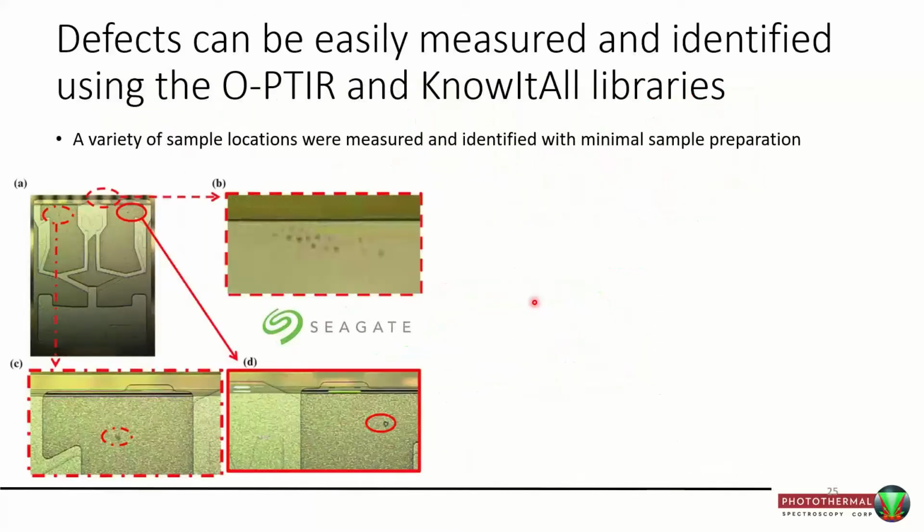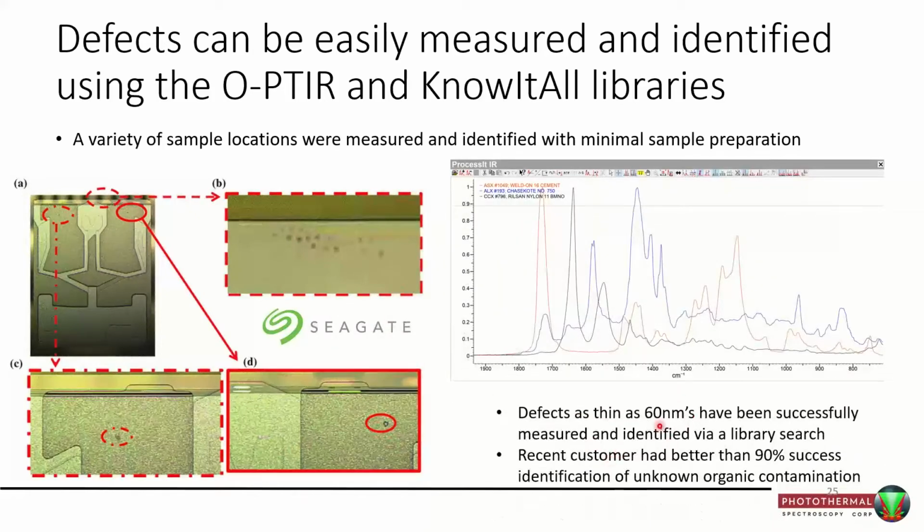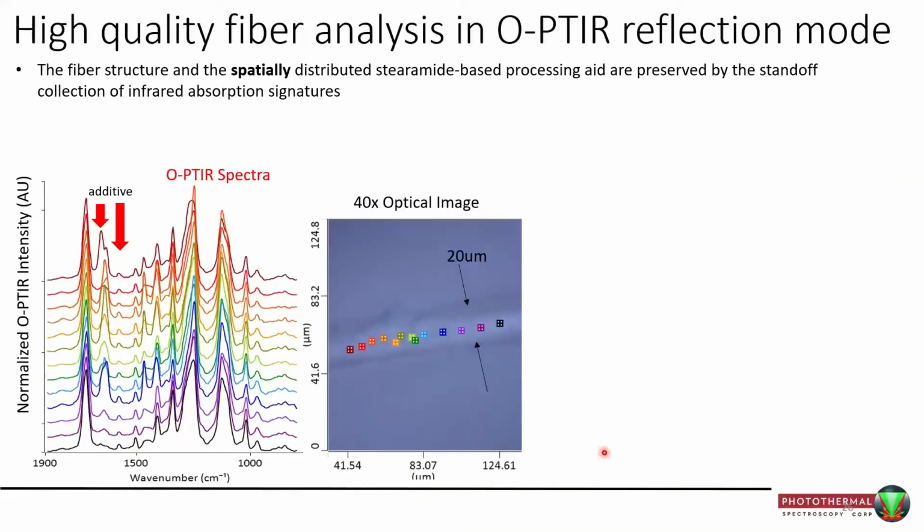Here's a defect measurement on hard disk surfaces, courtesy of Seagate. These were pretty thin and small. I think these were like 60 nanometers in thickness, and some maybe 100 or a few hundred nanometers in lateral dimension. And these were easily identified, so they're pretty happy.